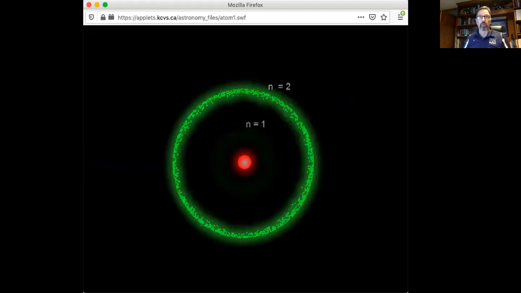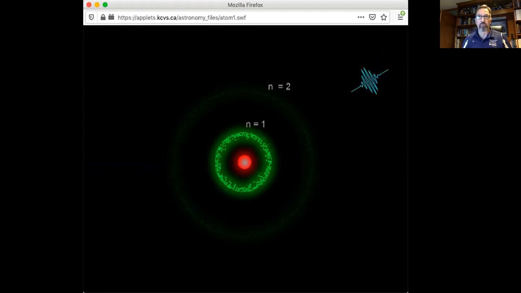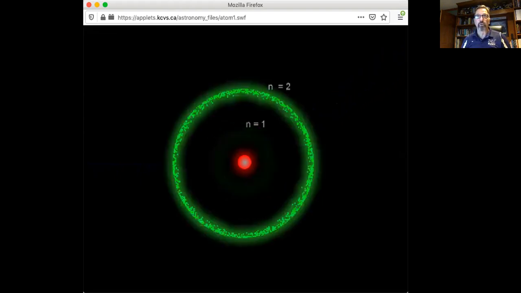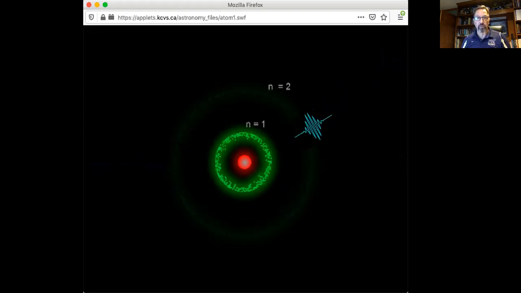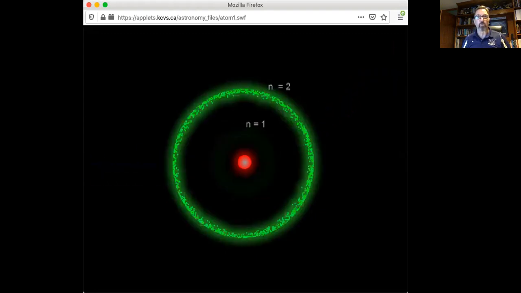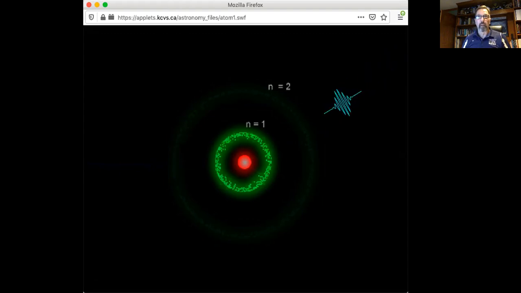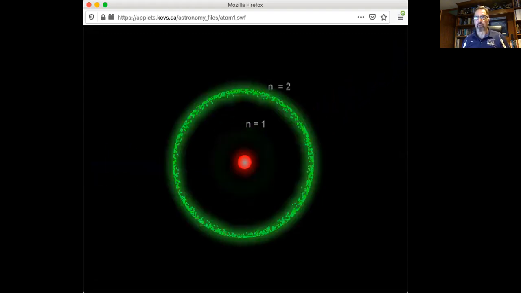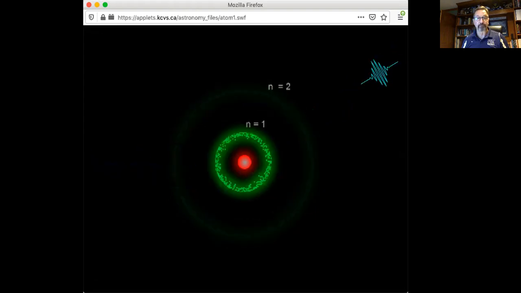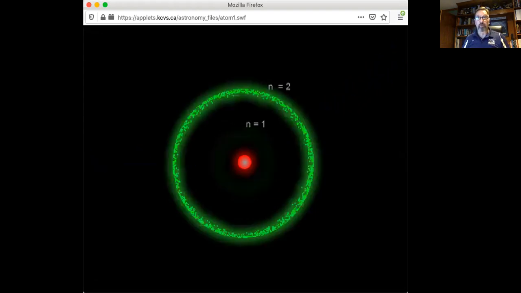And when the electron drops back down, it gives off a photon whose energy is exactly equal to the difference in the energy of those two states. And then you can calculate either its frequency or its wavelength from energy equals Planck's constant times frequency, or Planck's constant times the speed of light over the wavelength. Pretty neat stuff. Okay.